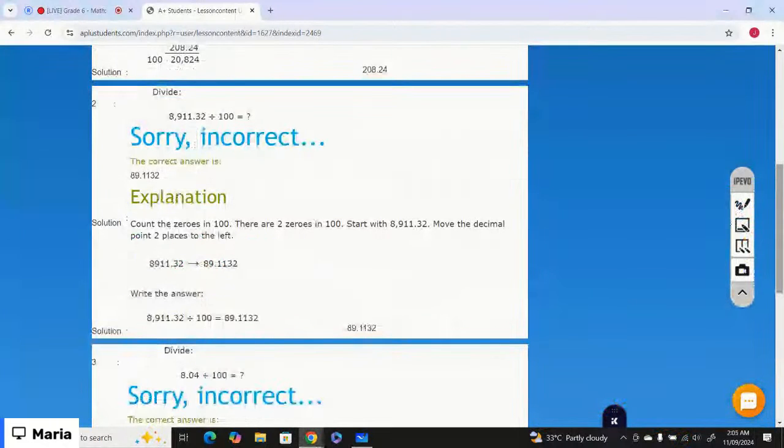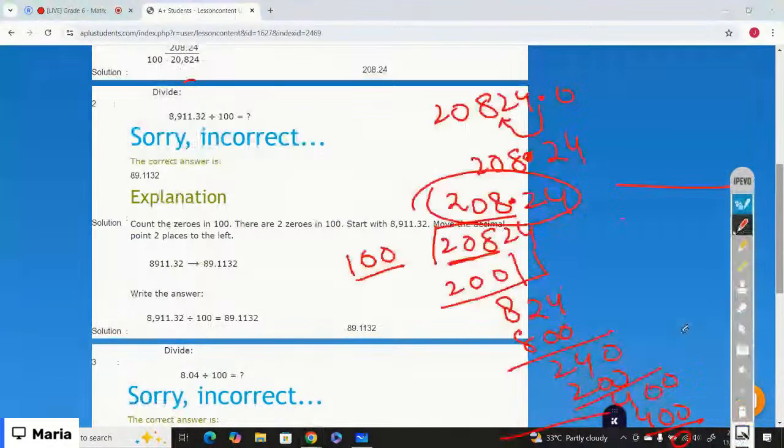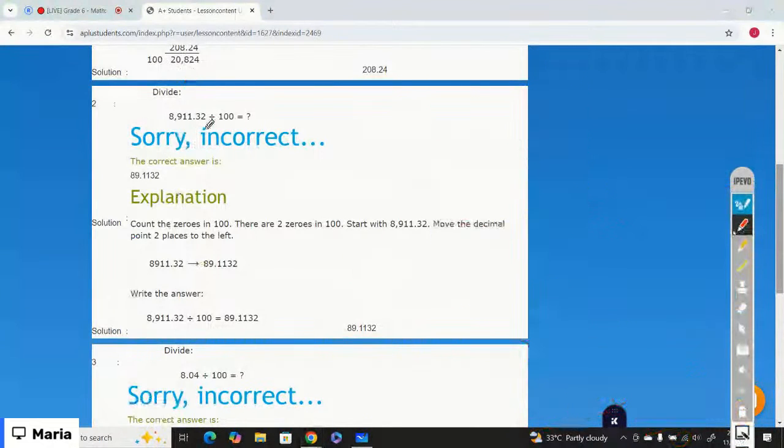Okay, the next example is 8911.32 divided by 100. You need to divide it by the 100. So 100 has two zeros. That means you need to move the decimal point two places left. So start from here, two places left is here. It is then 89.1132. The correct option is 89.1132. You can check by division also, right?